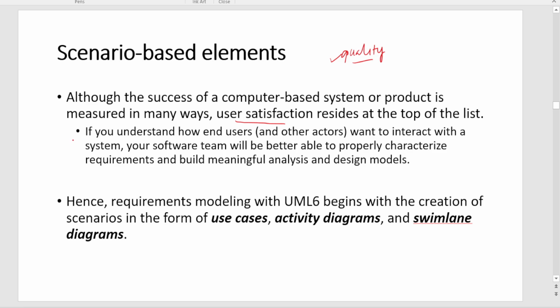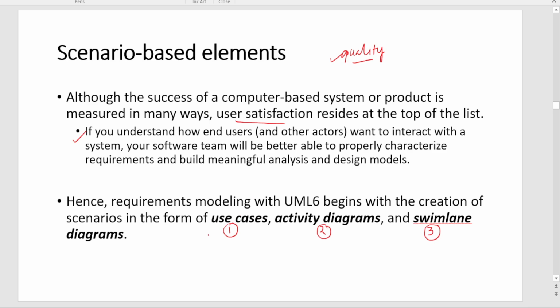If we understand how the end users or actors want to interact with the system, our software team will be in a better position to implement any requirement in a more meaningful way, right? So that's why we need to understand the scenarios, and we need to find out different aspects that are written in textual form in the scenarios. So how do we do it? We do it with the help of three diagrams. Number one is a use case diagram, number two is an activity diagram, and number three is called a swim lane diagram.